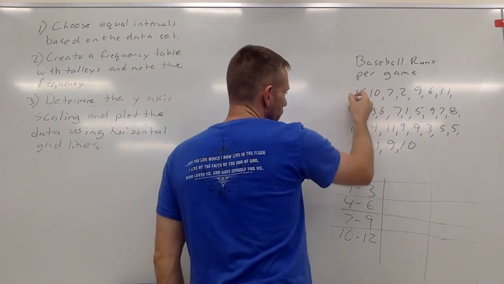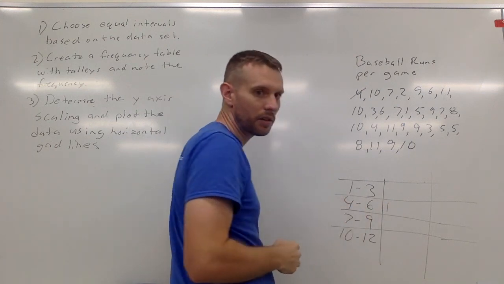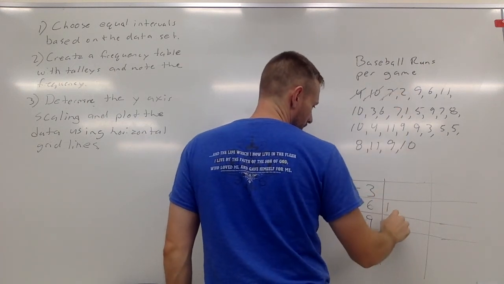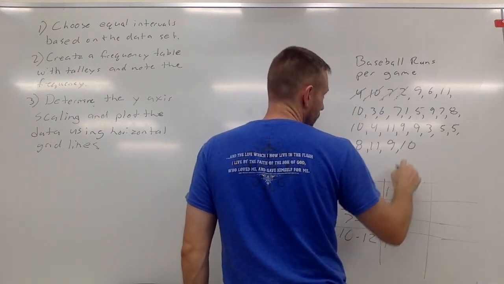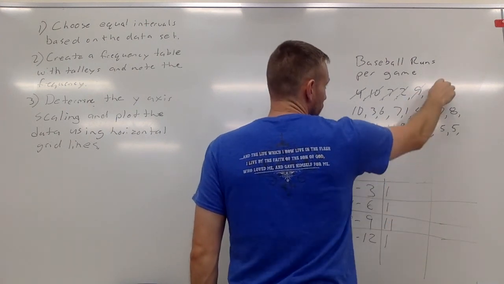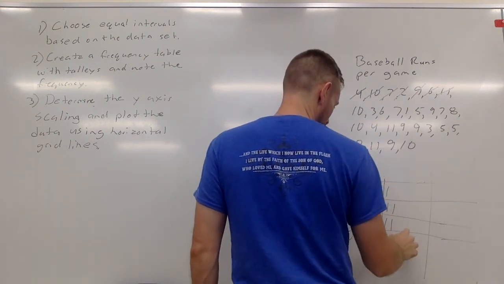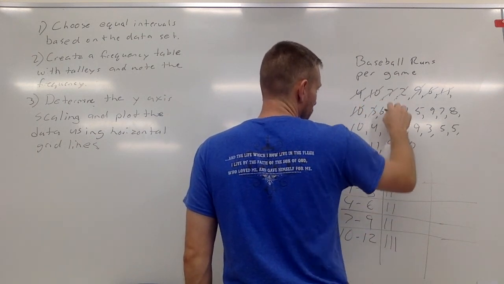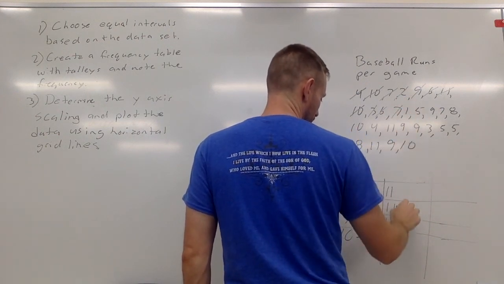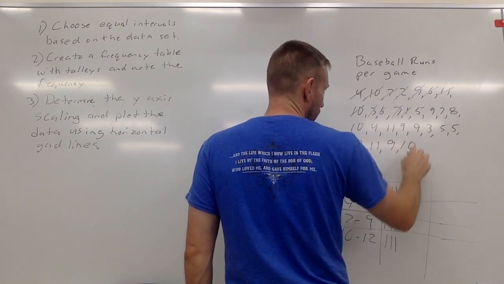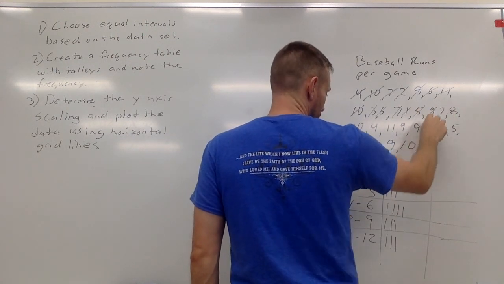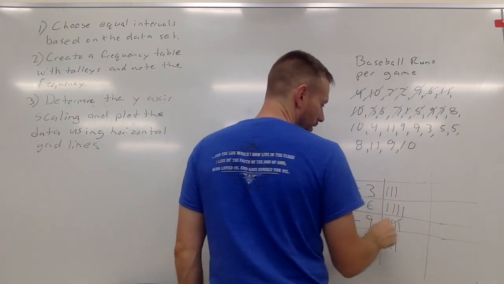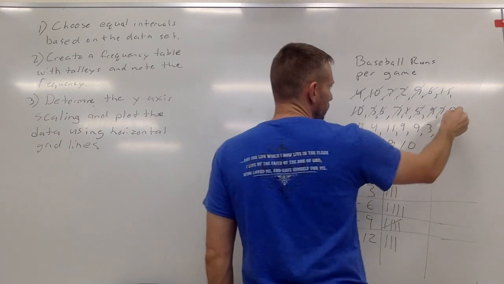But here's a 4, so I'm going to cross that up and put 1 tally mark in the 4 to 6 category. 10, 7, 2, 9, okay, you can see what I'm doing, right? Okay, once we get to 4, we're going to strike through to make the 5, right?